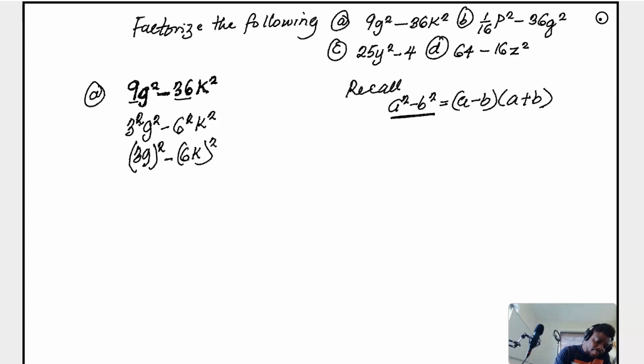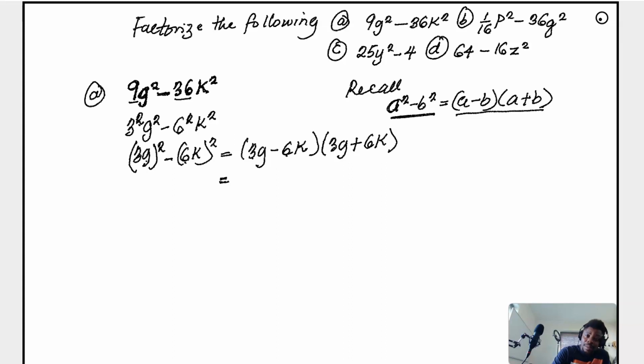So in this case, my a is the same thing as 3g because of the square, and my b is the same thing as 6k. And if I can write a squared minus b squared as this, it simply means I can write this as 3g minus 6k, then 3g plus 6k. Okay? But I can still take this forward because 3 is common here, 3 is common here, but this is not the purpose of the video.